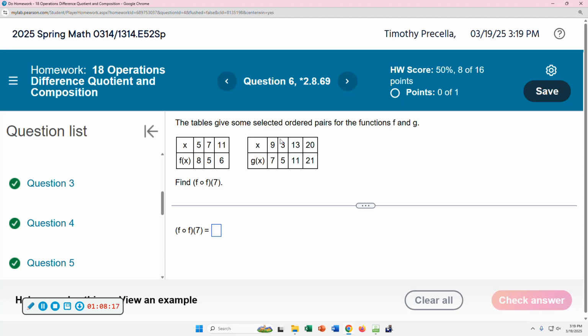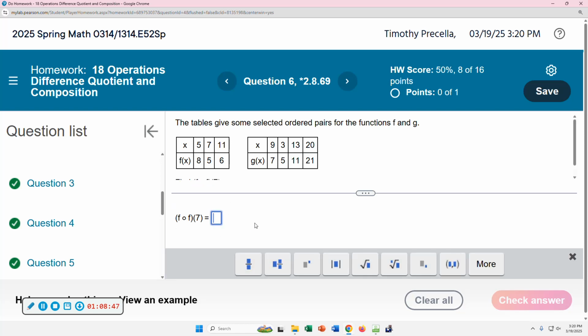What are we going to do with the G table? Are we going to do anything with it? No, we're only using the F table. Let's pretend that G table isn't there. Think your way through it. You're looking at the F table. The F table assigns 7 to 5. The F table assigns 5 to 8. Maybe I better write something down here, okay?